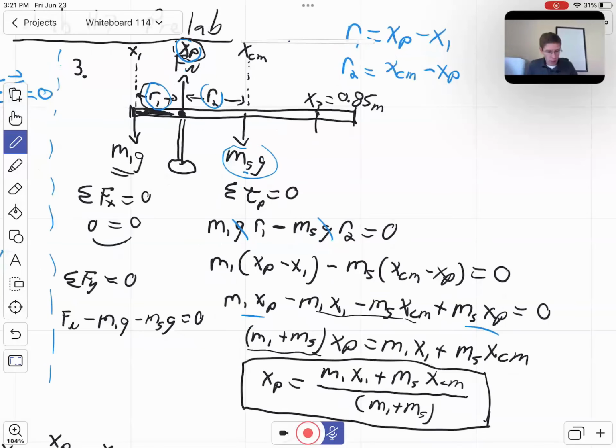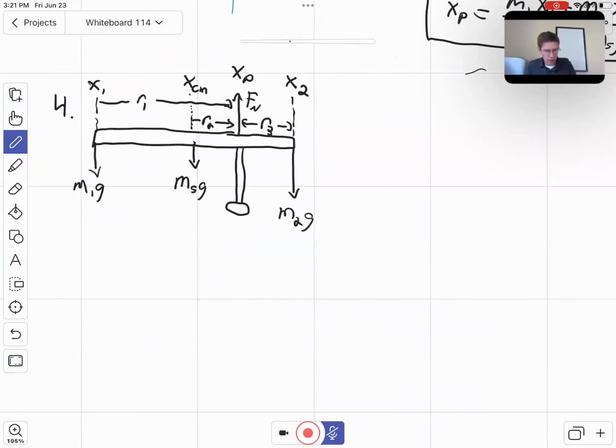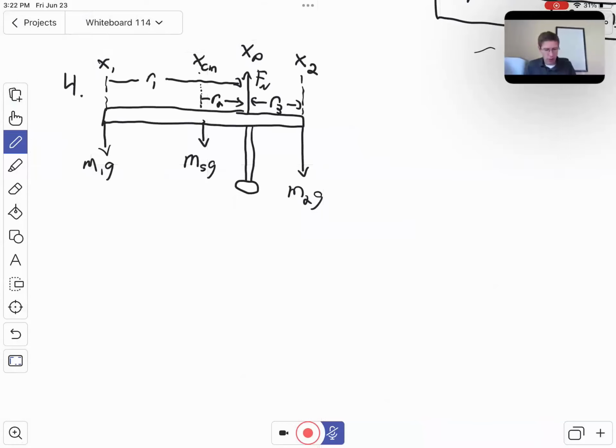Pre-lab question number 4 is quite similar. So I have this set up for you already. The only difference is now we're adding a larger mass on the right hand. So again, we're going to have a similar scenario, only now we still have R1, which is still going to be XP minus X1. We still have R2, but now since the pivot's to the right, further down the meter stick, that's going to be XP minus XCM. And now we have R3 added in here, which is going to be X2 minus XP.